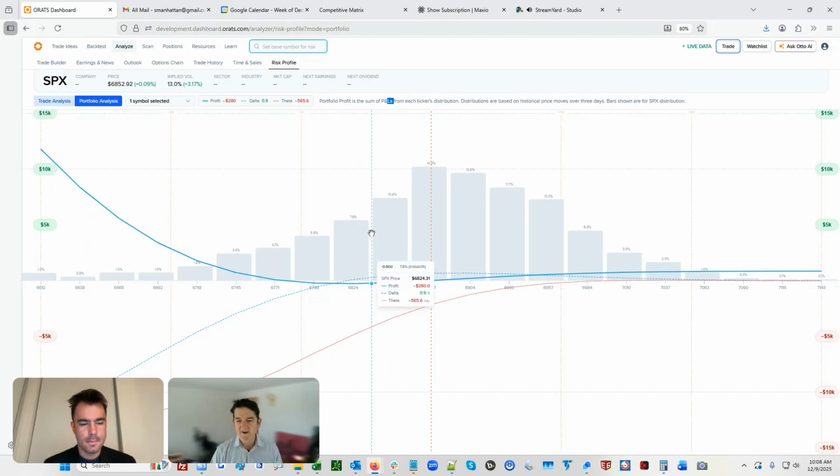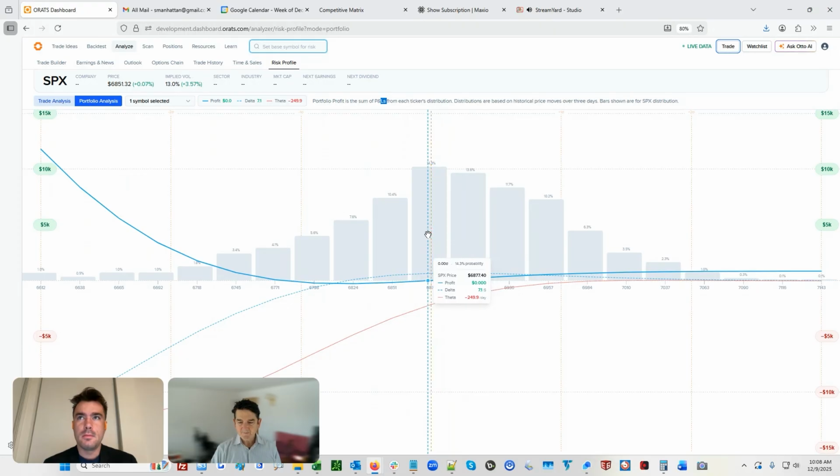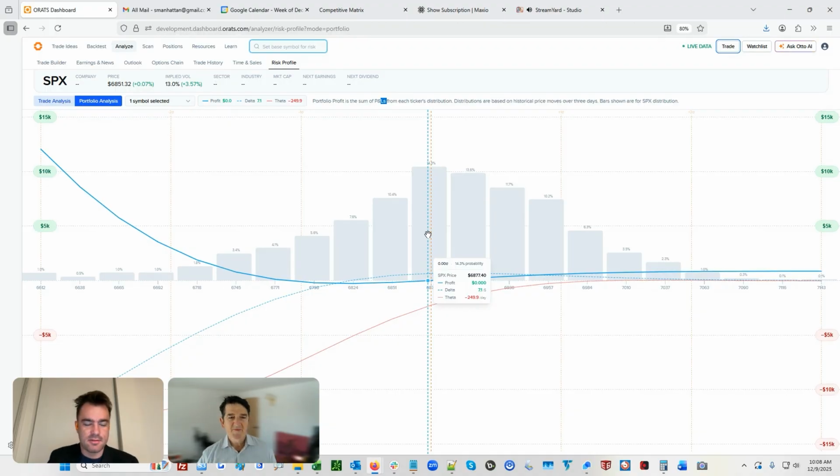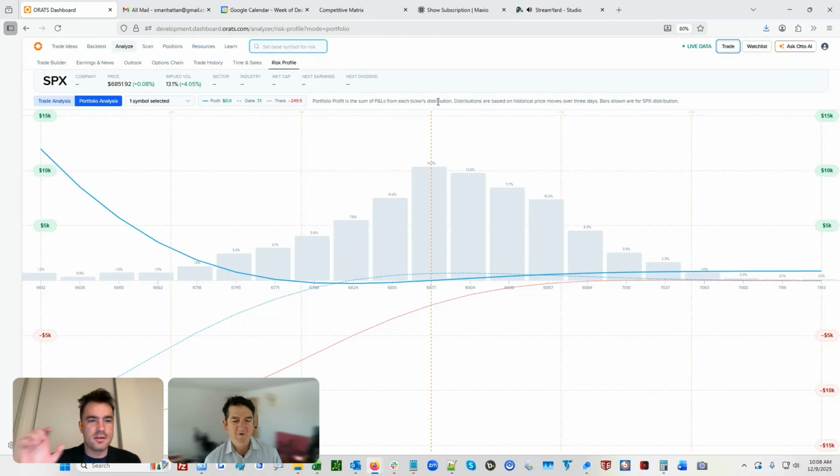So far, so good, Tyler? Yeah, so when most people look at a payoff diagram like this, they're looking at expiration as the final value. But this is a little different, right? So we're looking at 3 days out. Everything that you're looking at in the portfolio analysis is 3 days out, and we're looking at 3 standard deviations of the underlying move. In this case, it's SPX for 3 days out.